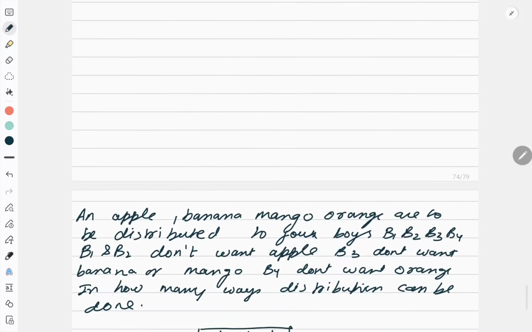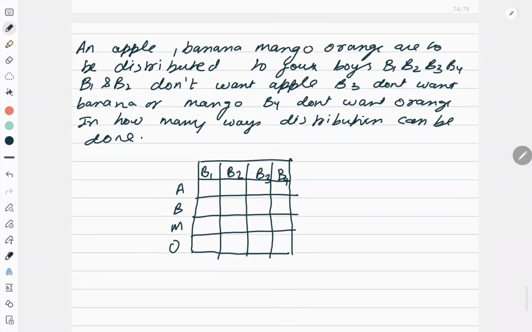Let us start with the first question. Suppose I have a question: an apple, banana, mango, orange are to be distributed to 4 boys B1, B2, B3, B4. See how I am representing it in a board. Apple, banana, mango, orange; B1, B2, B3, B4. Even if you swap, putting B1, B2, B3, B4 as vertical and A, B, M, O as horizontal, the board will change but the answer will remain the same. Now see what the constraint given here is.